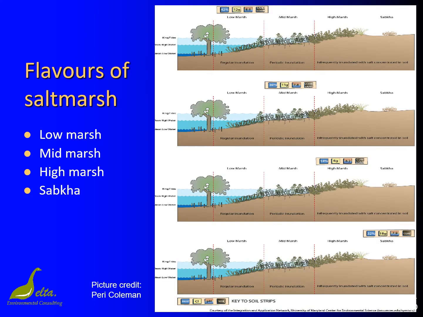When it comes to salt marshes, geomorphology rules. That's the shape of the land. In the diagram, you can see the obvious change in the vegetation depending on where they are in the slope in relation to the tide.